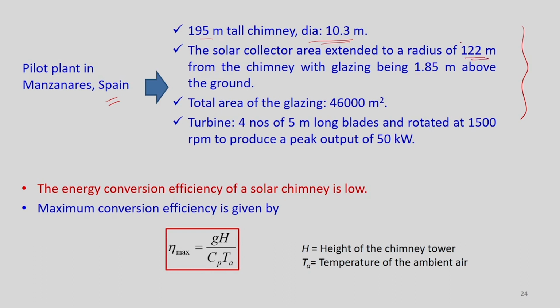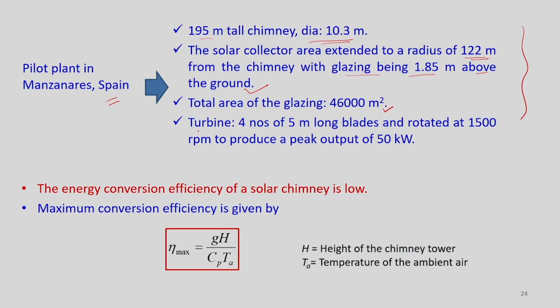It's a huge area from the chimney, with the glazing being 1.85 meter above the ground. The clearance is about 2 meter. The total area of the glazing is 46,000 meter square. It's a huge area.